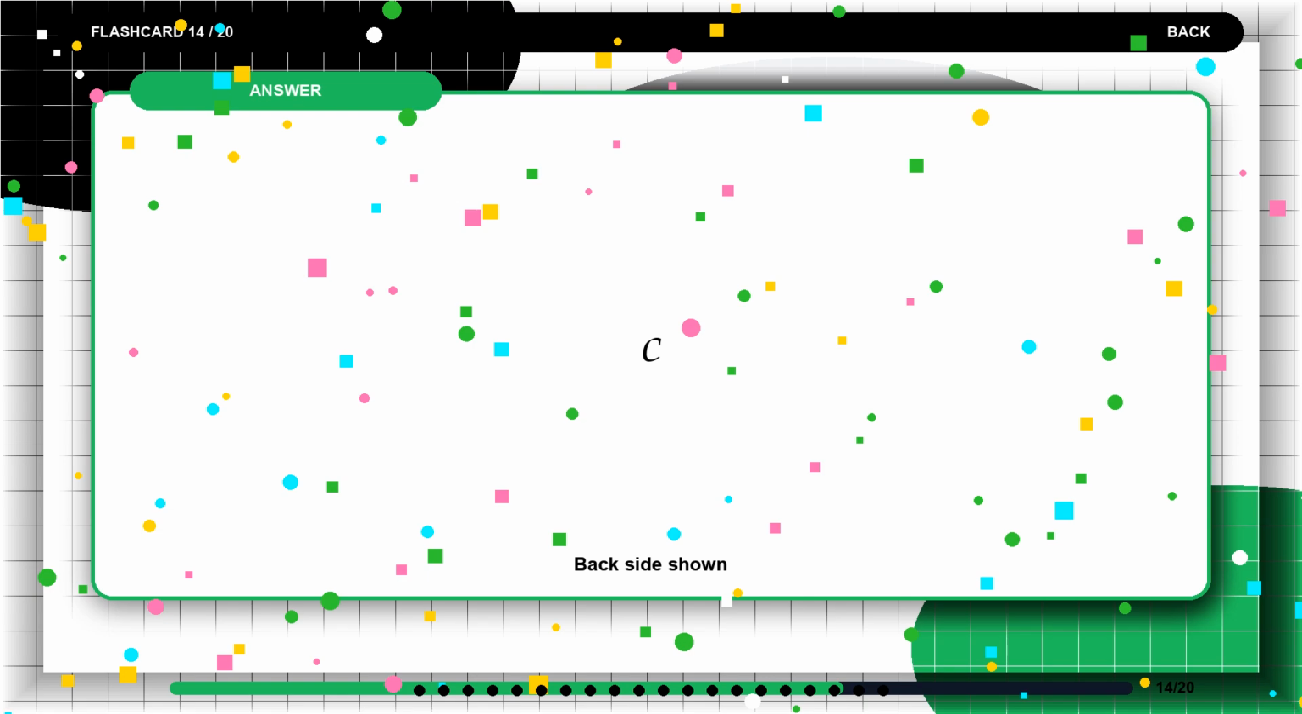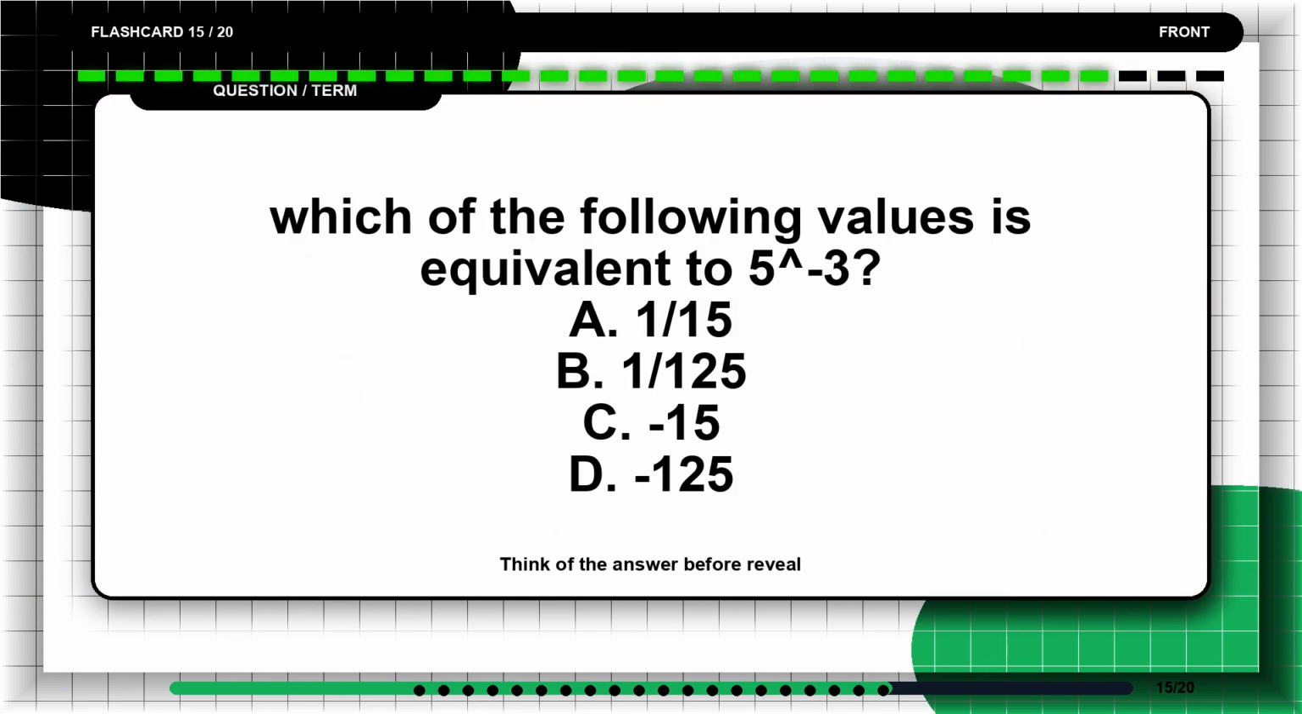The answer is C. Flashcard 15. Which of the following values is equivalent to 5^-3? A) 1/15, B) 1/125, C) 15, D) 125. Pause and think of the answer before the reveal.